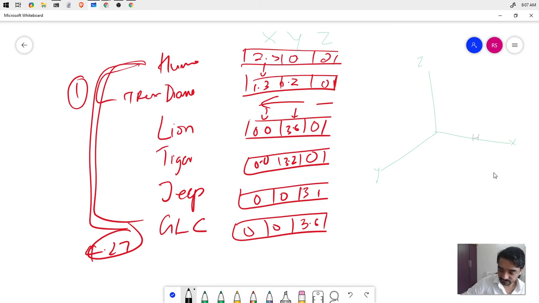Right, and so we have a human here because this is 2.3, and then who's the next one? Next one is dinosaur, 1.3. So this is our dinosaur, but it is some bit on y also. So our dinosaur is somewhere here, right? Human is somewhere here, and then a lion. Lion is at y-axis, 0 in x-axis, and 3.6. So this is our lion, and tiger is 3.2. Then Jeep is no x, no y, it is completely on this z-axis, and there is a 3, and then GLC is 3.6, right?